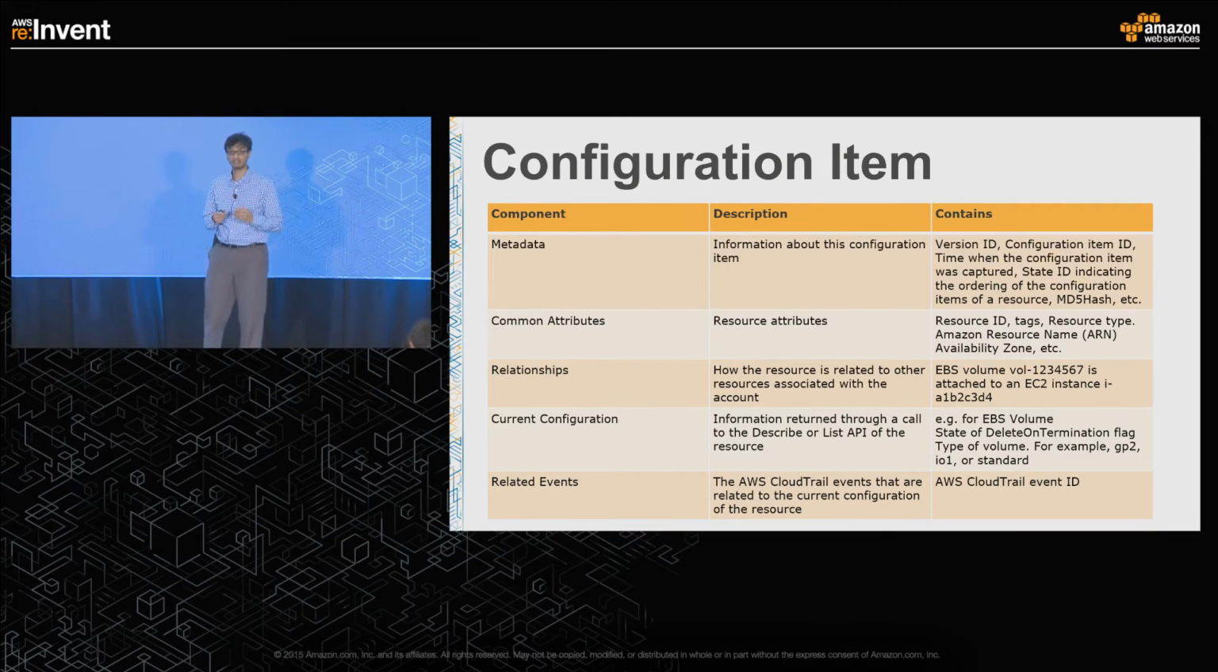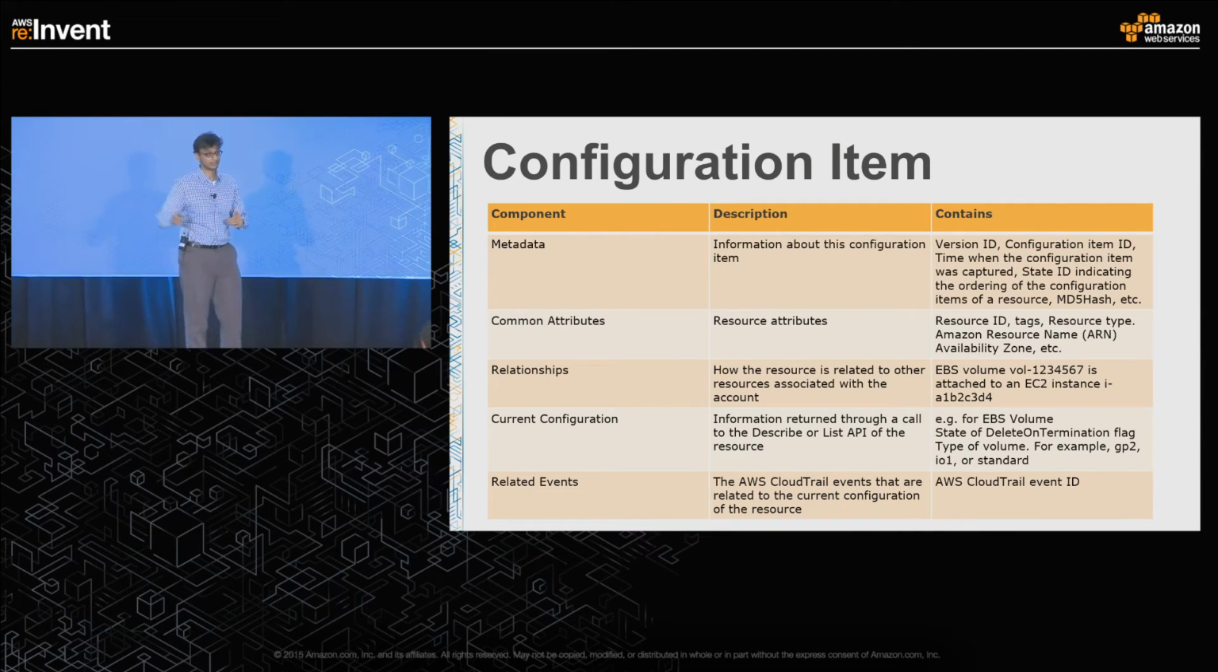And then there's the current configuration, which is a full describe on that resource. So if you had code that was previously using a describe API to check things, you can actually use the current configuration field, and it will be perfectly compatible. And finally, related events. So this is how Service Catalog, CloudTrail, and Config are tied together. If there was an API call that caused a change in the resource, the related events field actually captures the ID of that API call that you can look up in CloudTrail, similar to what you saw in the demo.